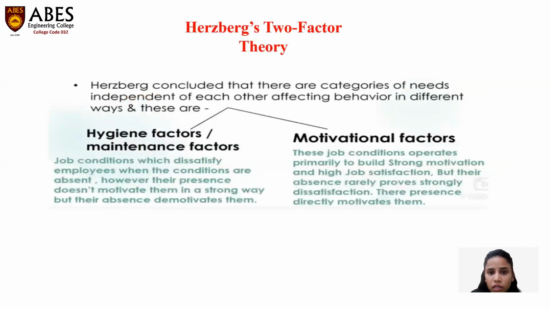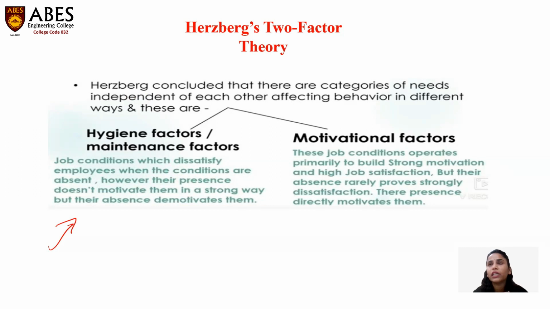Herzberg's factors are divided into two parts. First, Herzberg concluded that there are categories of needs independent of each other, affecting behavior in different ways. These are the hygiene factor and the motivation factor. What do you mean by the hygiene factor, or maintenance factor? Hygiene factors are the job conditions which dissatisfy employees when the conditions are absent.